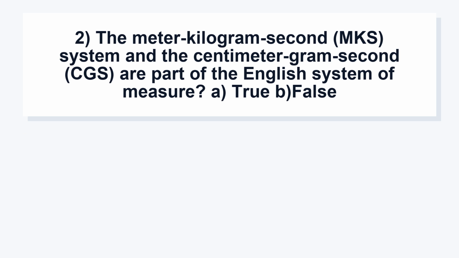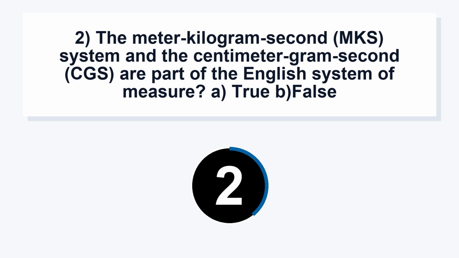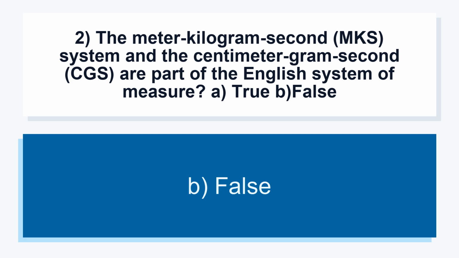2. The meter kilogram second, MKS, system and the centimeter gram second, CGS, are part of the English system of measure. A. True, B. False. B. False.